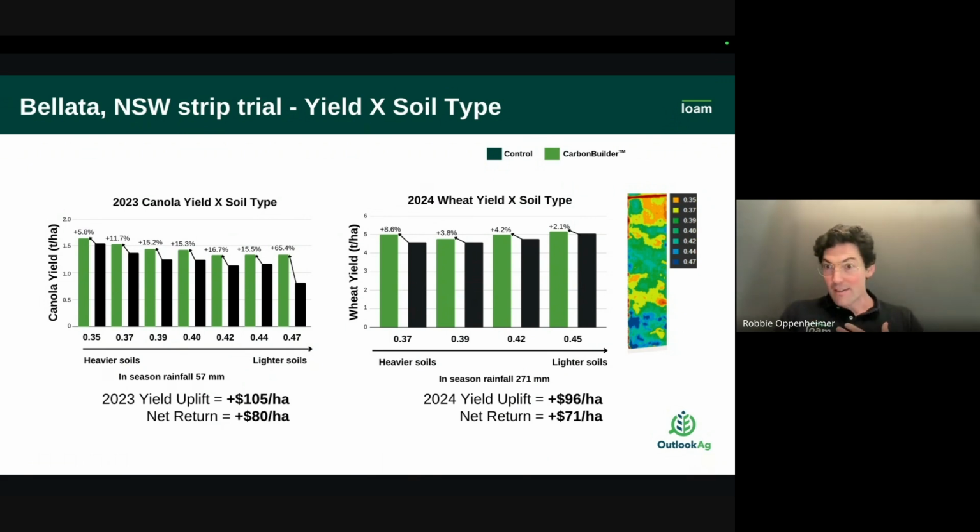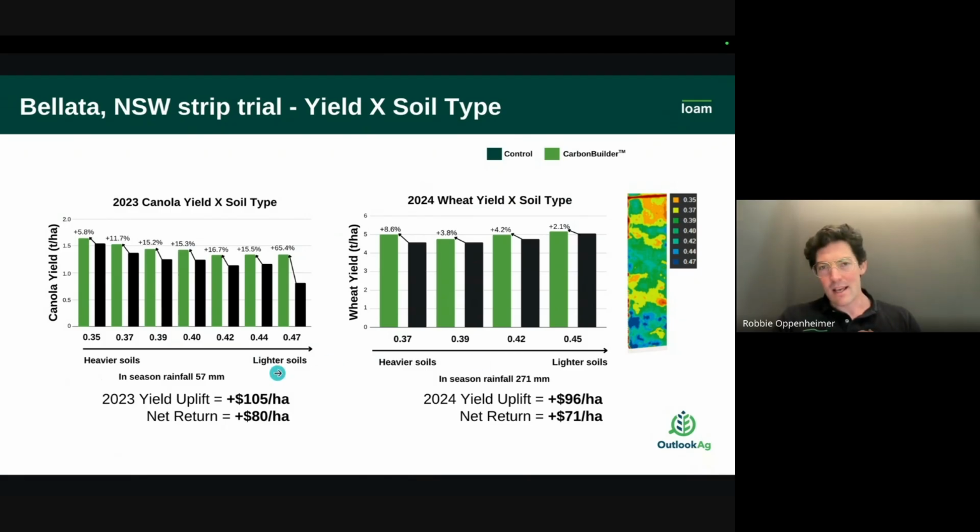The real difference that we see between these 2 years is that 2023 is a below average rainfall season. 2024 was an above average rainfall season. So how does that interact with these two?